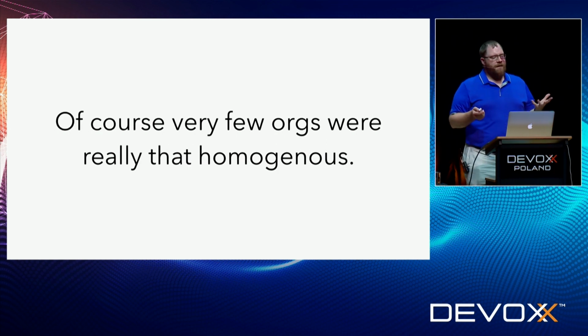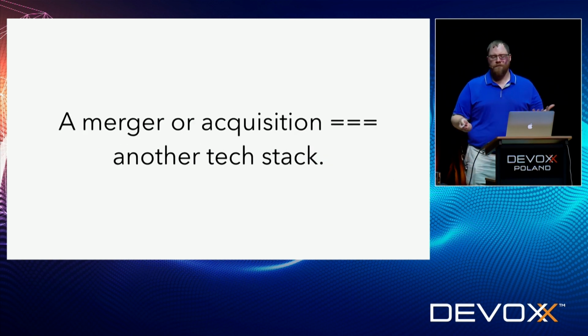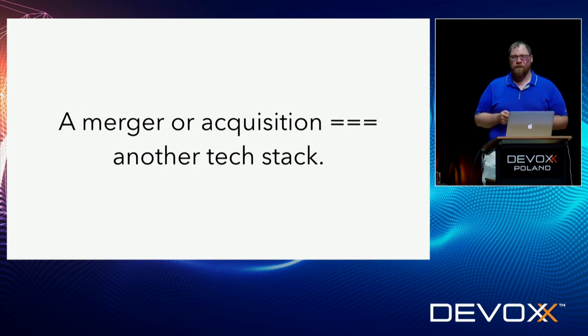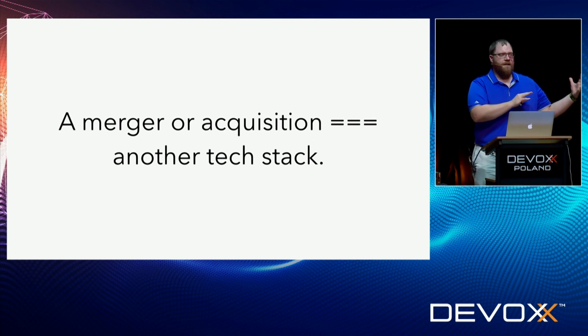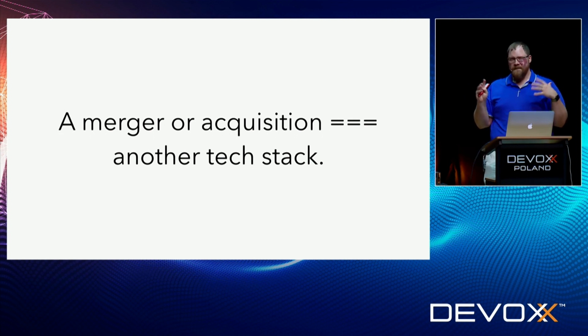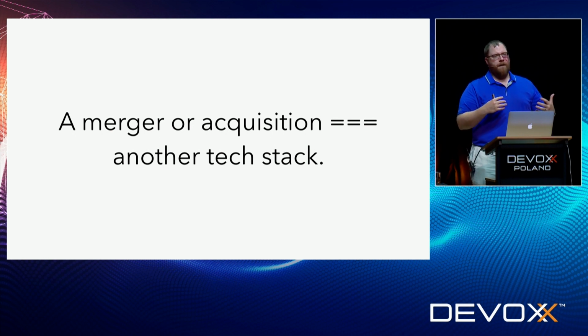Now, I've yet to be in a company that's truly homogeneous. We just do one thing and only one thing. All it takes is one merger, one acquisition, and boom, you've got a whole other tech stack to deal with. And believe me, there is no compelling reason to rewrite from one language to another short of this language is end of life. I've been involved in these debates. I had somebody try to convince me that, well, now that we're merging with a company that does .NET, we're going to rewrite all of the Java apps as .NET.